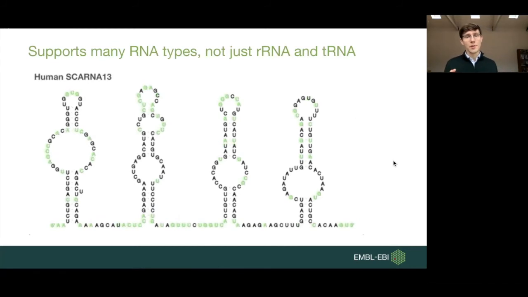We also have templates for other kinds of RNAs, not just rRNAs and tRNAs. For example, here we're comparing human and mouse snRNA. You can see that by drawing this RNA from 2 different species in exactly the same orientation, you can just switch between them and see how these sequences and structures are different in a few locations.